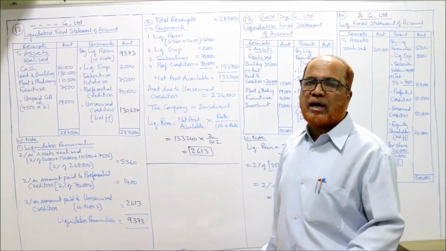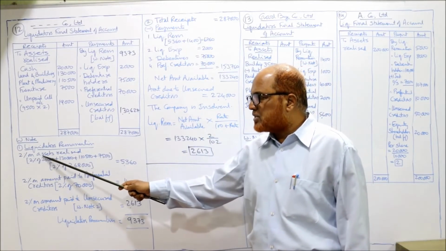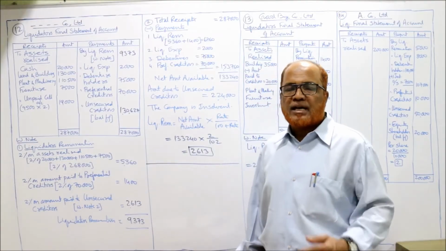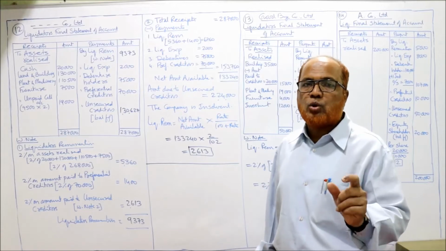In working note we have to calculate liquidator's remuneration. Now see, liquidator's remuneration is 2% on assets realized. The assets he has sold and received the cash, on that 2% will be allowed.